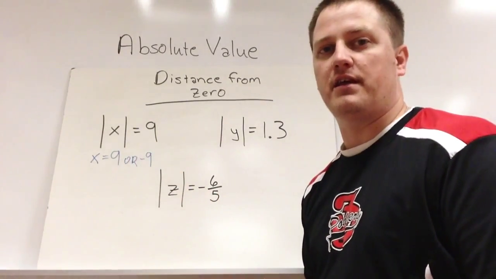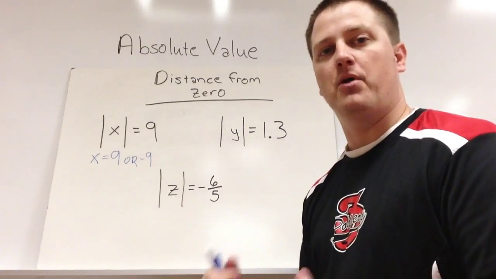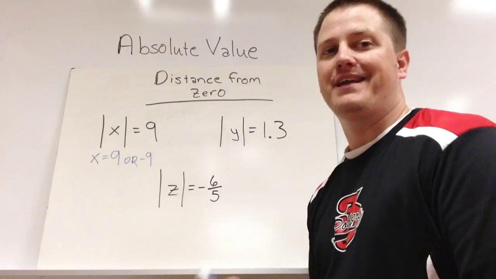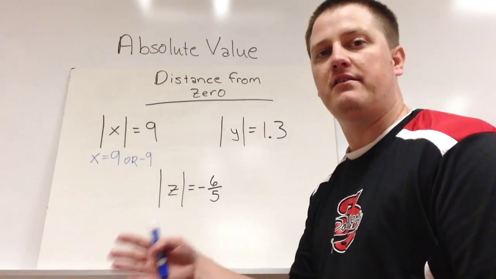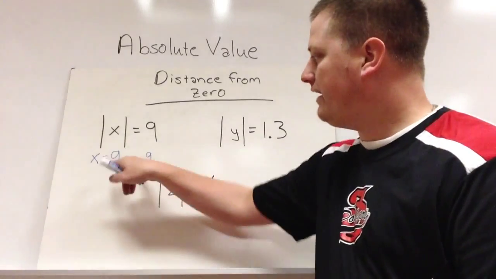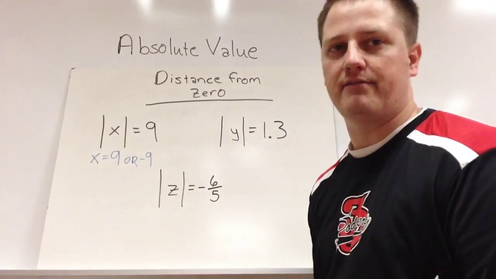The reason for this is, if I have two people start at a point and I tell them both to run 9 miles, does it matter if one goes east and one goes west? Well, if you think of east as positive and west as negative, there are two directions. We've got a +9 and a -9.